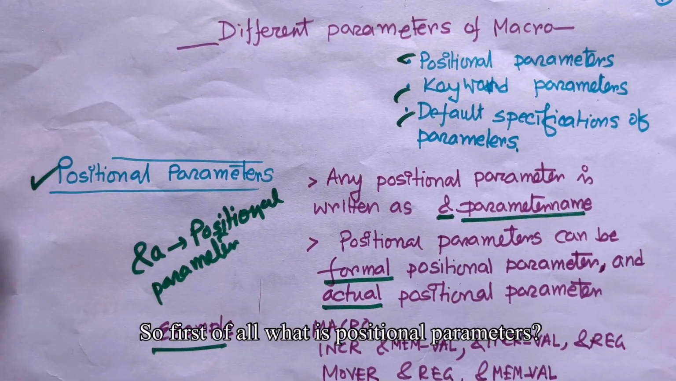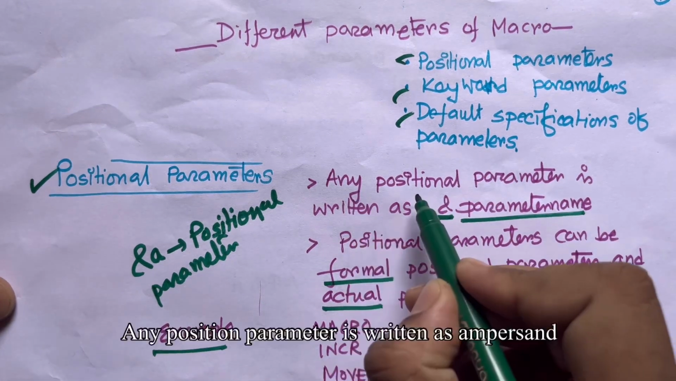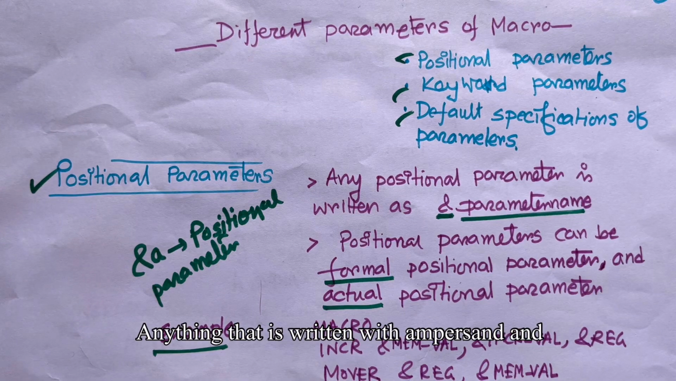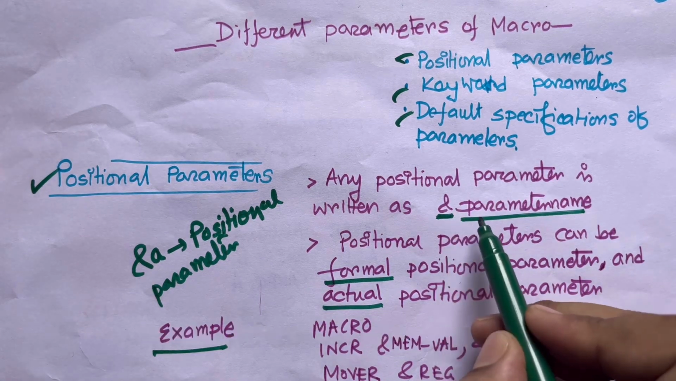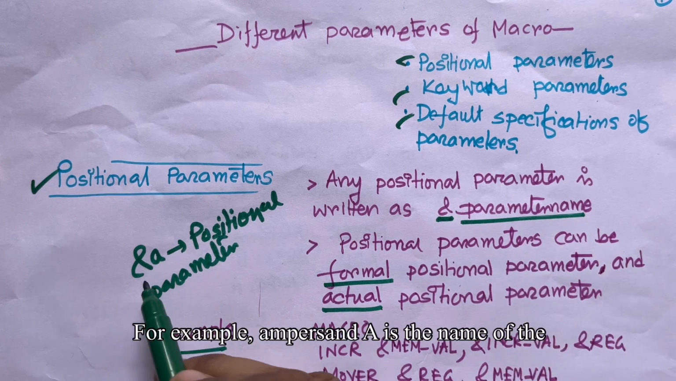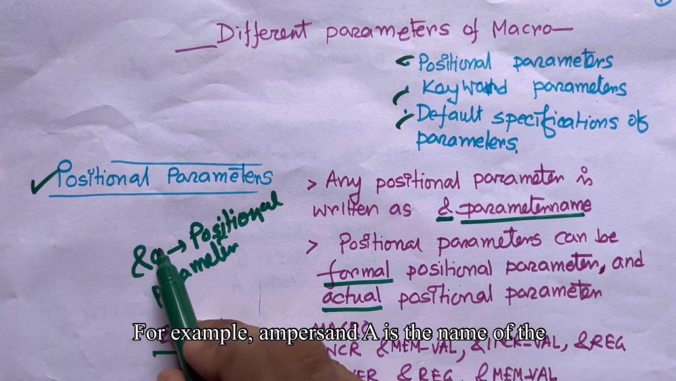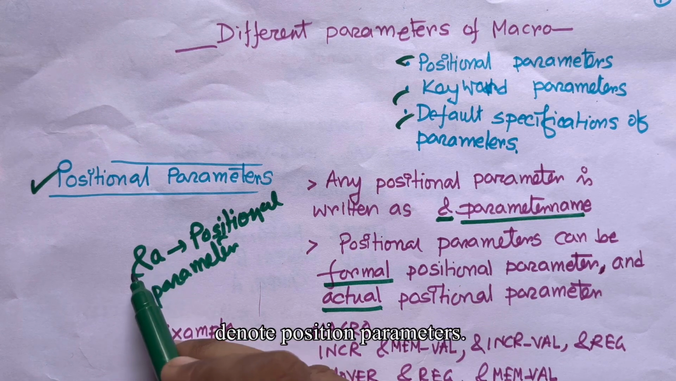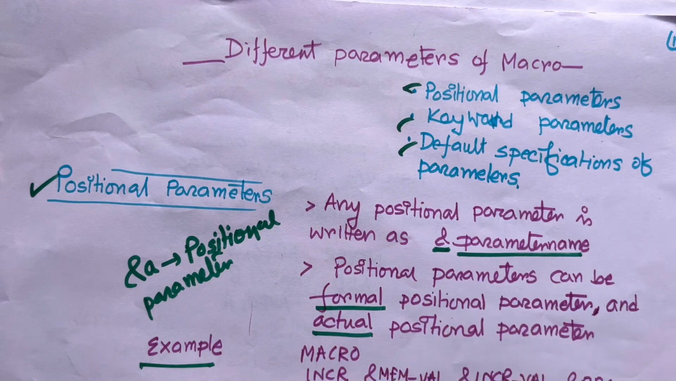So first of all, what is positional parameters? Any positional parameter is written as ampersand parameter name. So anything that is written with ampersand and the name of that is known as positional parameter. For example, ampersand A is the name of the parameter and ampersand is used to denote positional parameters. So ampersand A is the positional parameter.